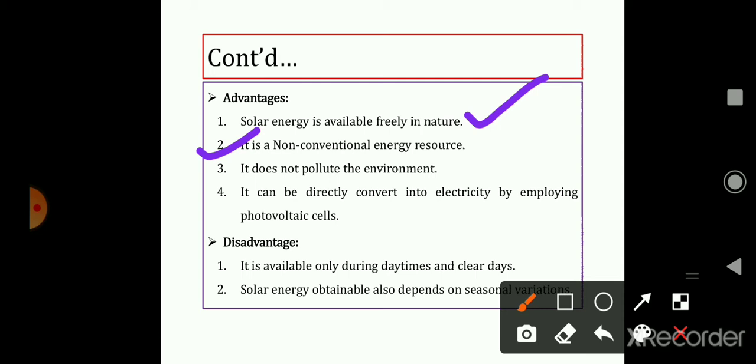So due to that particular reason solar radiation is available continuously. Another one is it does not pollute the environment. By using solar radiation we can generate electrical energy with no environmental pollution. Another one is it can be directly converted into electricity by employing a photovoltaic cell.